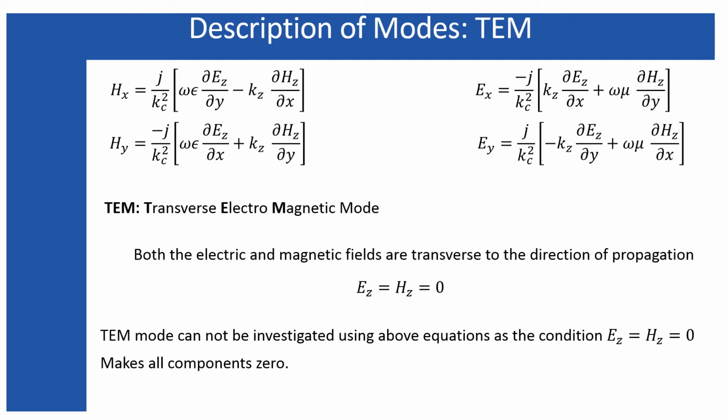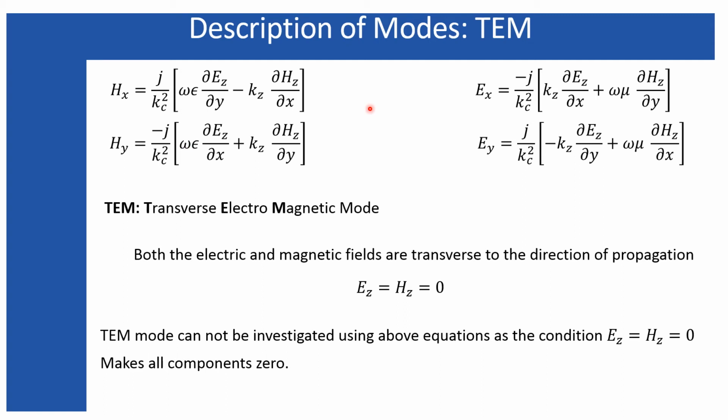Now the description of the TEM, that means the transverse electromagnetic mode. As I told at the beginning of this lecture, the TEM mode is defined by the longitudinal component being equal to 0. So that is why I am assuming the longitudinal components Ez equals Hz equals 0. So what will be the Hx, Ex, Hy and Ey components? That is the transverse component.